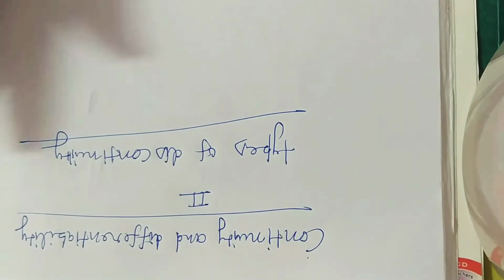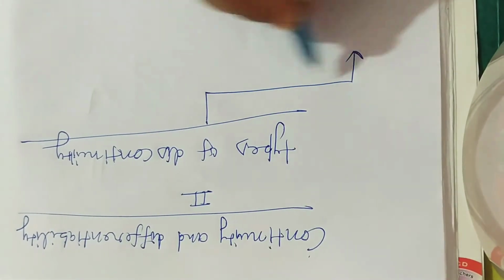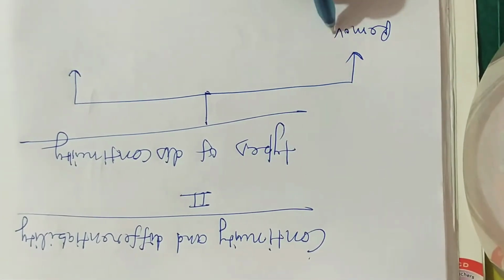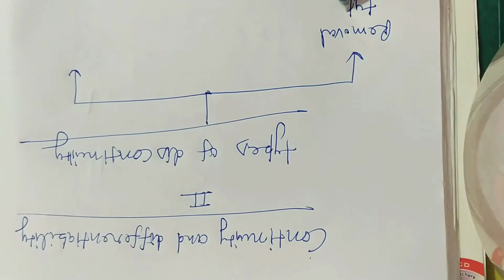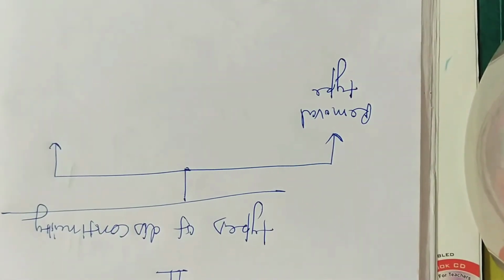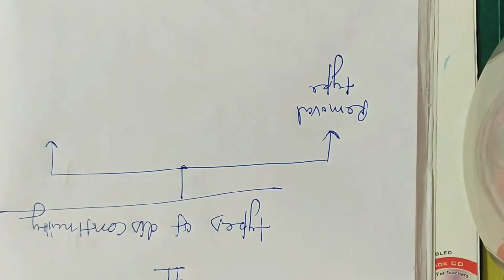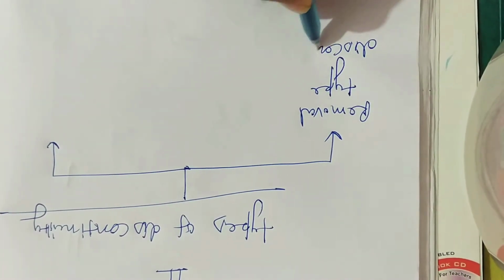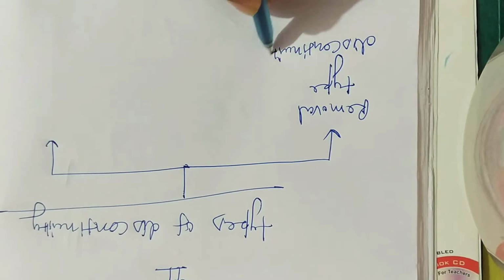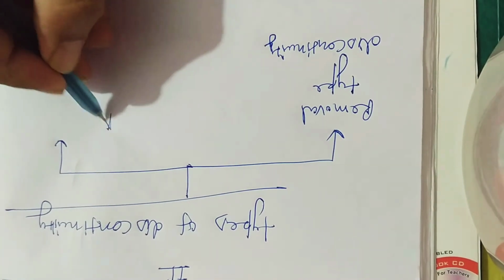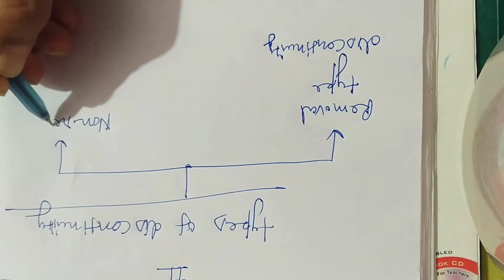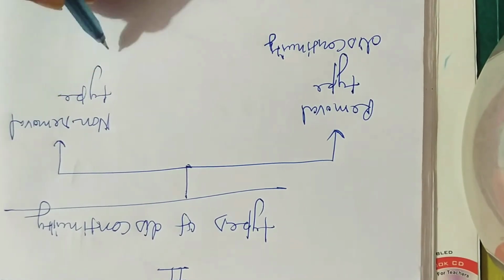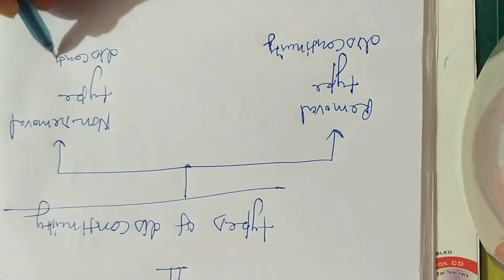There are two types of discontinuity. One is removal type discontinuity, and the second is non-removal type discontinuity.